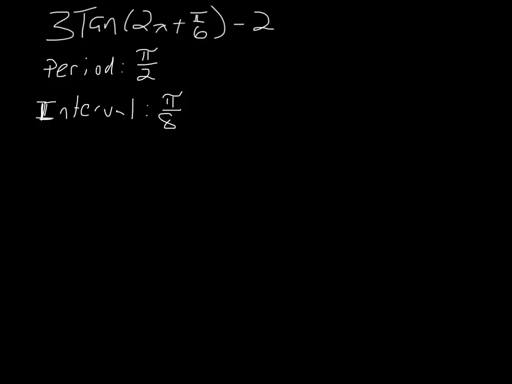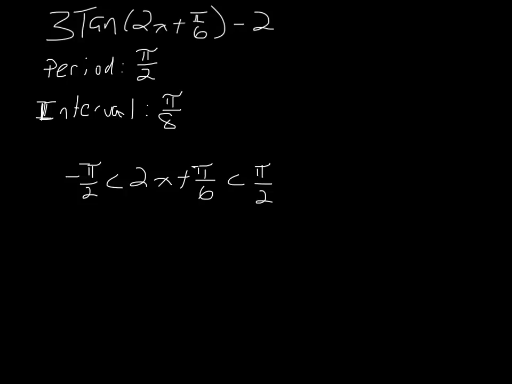Well, for tangent, in order to see the complete curve, it's best to do your period from negative pi over 2 to pi over 2. Now notice I didn't put less than or equal to. That's because tangent is undefined at negative pi over 2 and pi over 2. Those are our vertical asymptotes. But this is how we're going to find our new set of points.